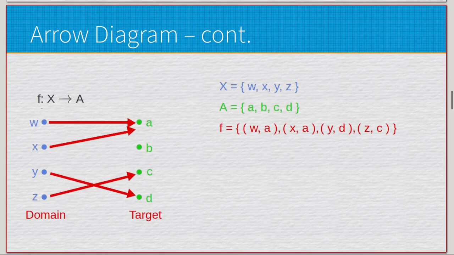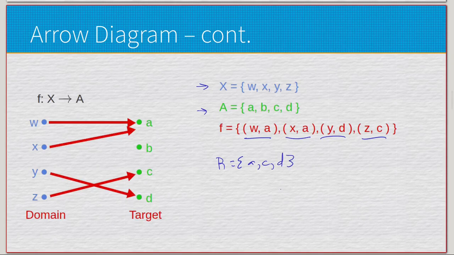So here we have the function of X maps to A, where X is our domain, A is our target. You can see the actual sets W, X, Y, Z, A, B, C, D, and then we look at the actual relation we have. We have W maps to A, that's this pair right here for the function, X maps to A, right here, Y maps to D, here, and Z maps to C, right here. So if we were to create another set here for the range, we would end up with A, C, and D, like so.